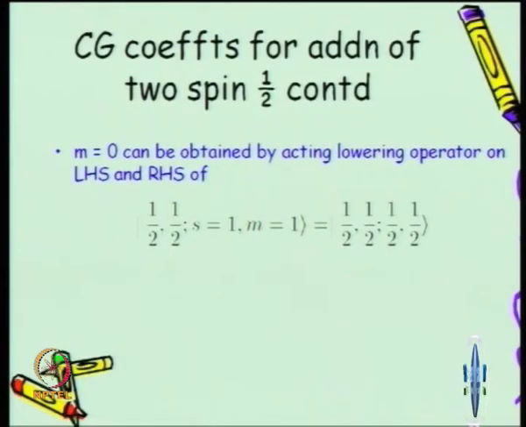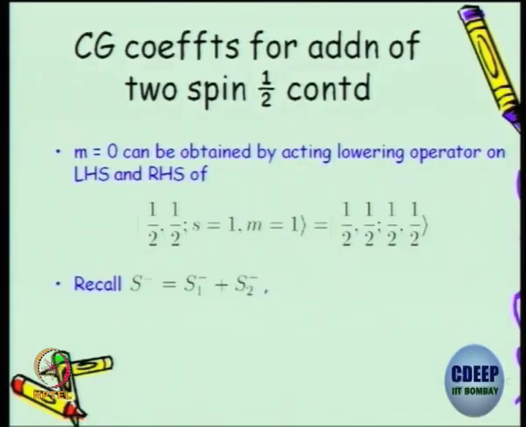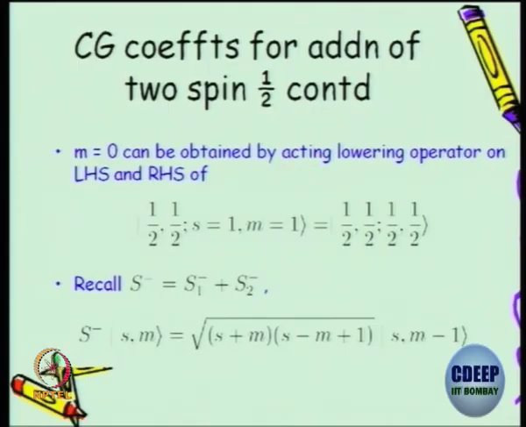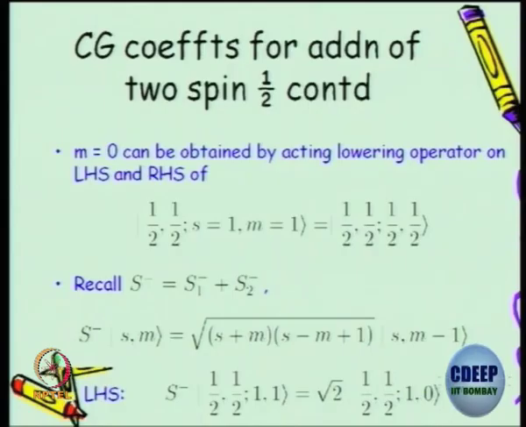So M equal to 0 can be obtained by acting the lowering operator on LHS and RHS. LHS is the stretch state, RHS is also the stretch state in the uncoupled basis. You do S minus as S1 minus plus S2 minus. I am just summarizing for completeness. You can do the S minus on the coupled basis, which lowers it to M equal to minus 1 with this coefficient. Sorry, I forgot the ħ. Please plug in the ħ. So there will be a square root 2 times ħ here.